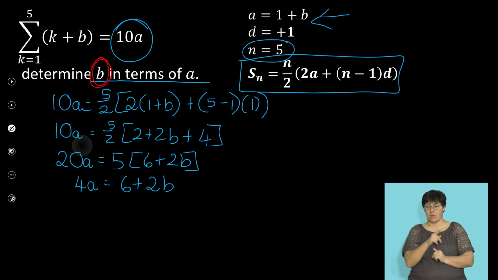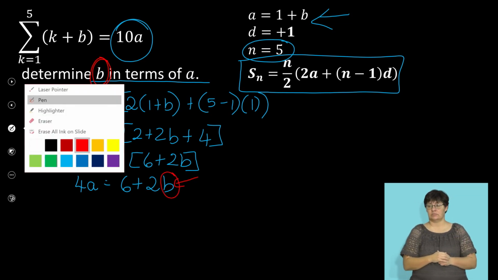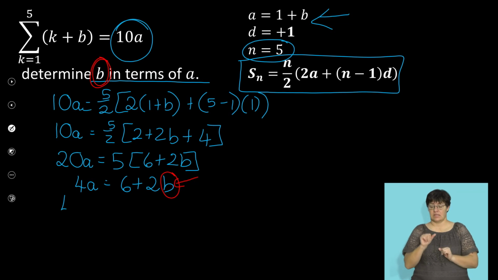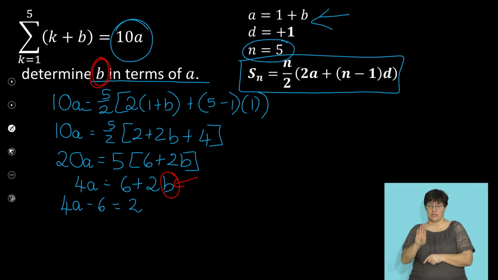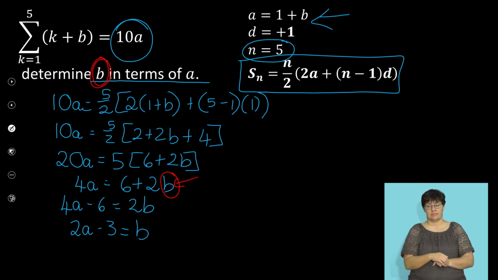Again, guys, remember I'm expressing b in terms of a, so I want this guy by itself. So I'm going to take the 6 over to the left-hand side, so I'm going to have 4a minus 6 is equal to 2b. And then to get b by itself, I'm going to divide everything by 2. So 2a minus 3 is equal to b.